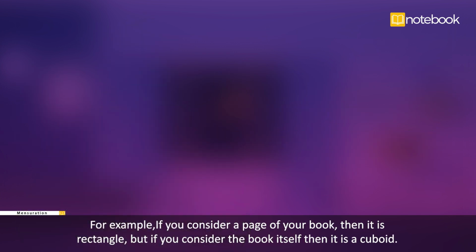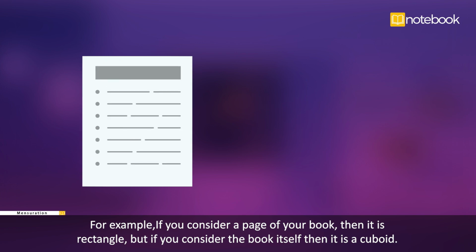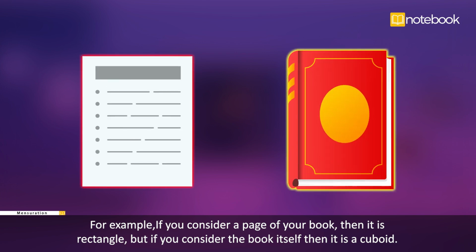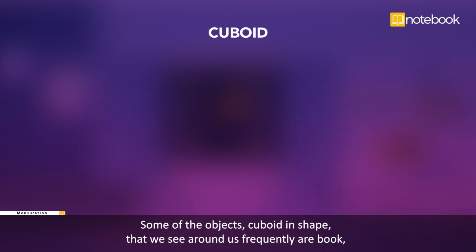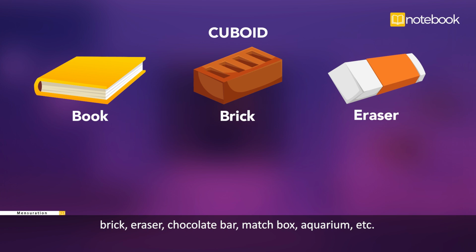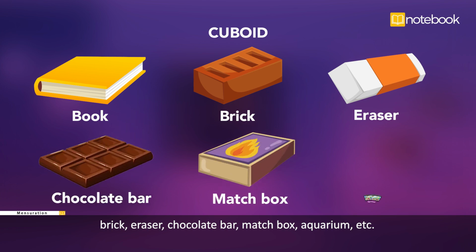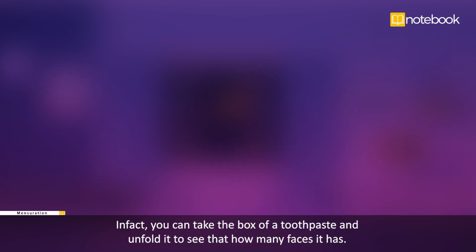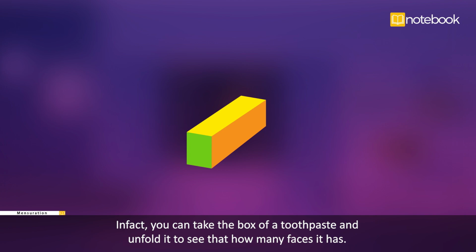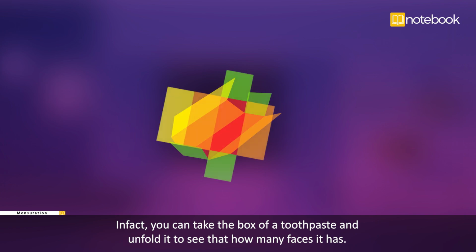For example, if you consider a page of your book, then it is a rectangle. But if you consider the book itself, then it is a cuboid. Some of the cuboid-shaped objects that we see around us frequently are book, brick, eraser, chocolate bar, matchbox, aquarium, etc. In fact, you can take the box of a toothpaste and unfold it to see how many faces it has.